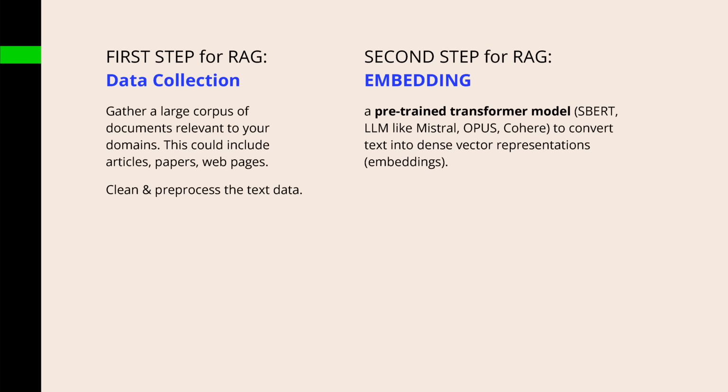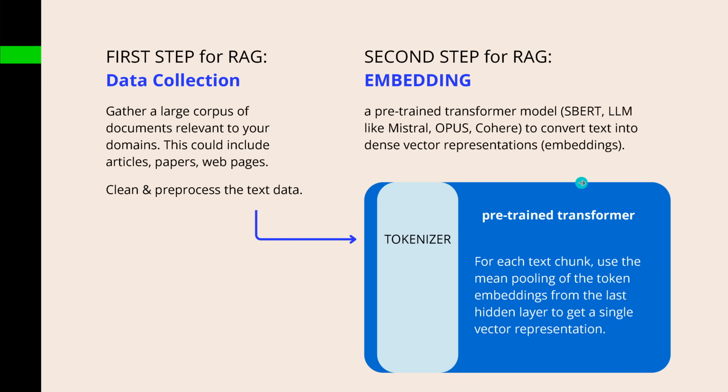Now, the second step you think is easy, no? It's the embedding. So you need now a pre-trained transformer model. In my days, it was a sentence transformer like SBERT. Today, you can choose here Mistral, Opus, Gaia, whatever you like. You just pay a little bit for it. And then you convert the chunk of your text into some dense vector representation, which we call the embeddings. Remember, for those text chunks, you have to define the length and you have to optimize it, but those are only details. So text comes in and you have here your pre-trained transformer.